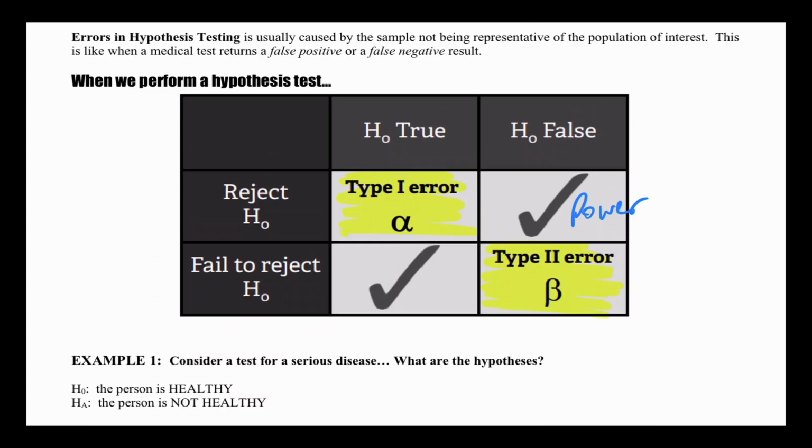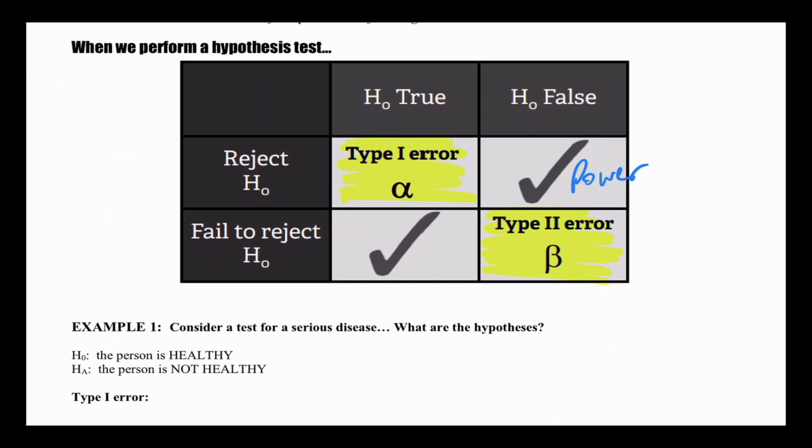You're sick, right? Rejecting the null here is saying, no, that's wrong. You're sick. Another way of saying that is they tested positive, right? For the serious illness. When in fact the null was true. So put all of that, what we just said, in a sentence or two.